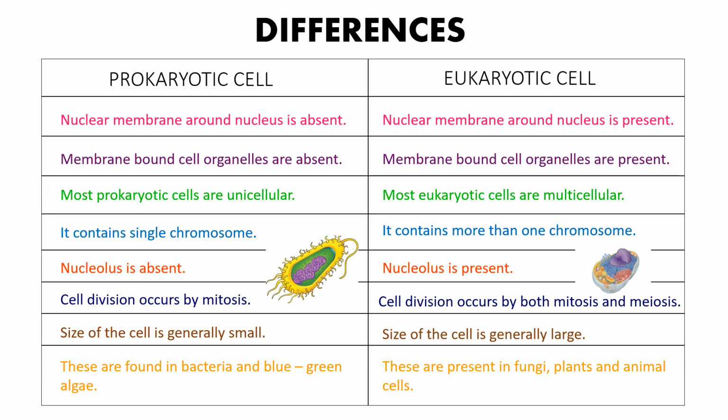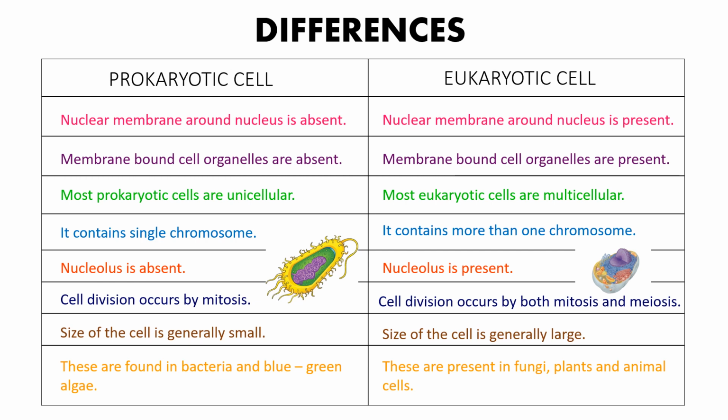So let us know the differences. In prokaryotic cells, the nuclear membrane around the nucleus is absent, whereas we have a nuclear membrane around the nucleus in eukaryotic cells. Membrane-bound cell organelles are absent in prokaryotic cells while they are present in eukaryotic cells. Prokaryotic cells are mostly unicellular, but eukaryotic cells are mostly multicellular. Prokaryotic cells contain a single chromosome, whereas eukaryotic cells contain more than one chromosome. Nucleolus is absent in prokaryotic cells while it is present in eukaryotic cells.